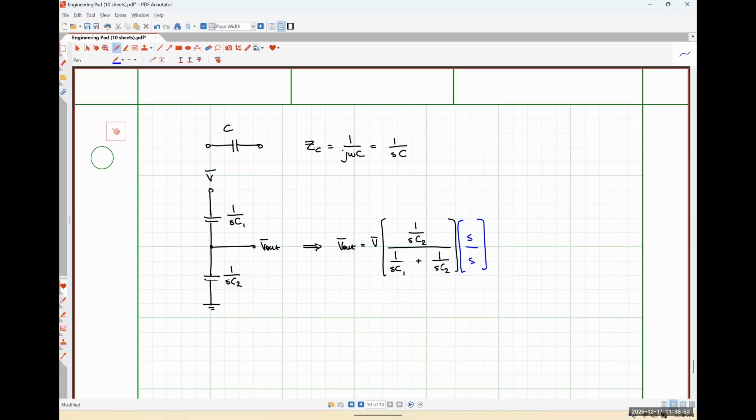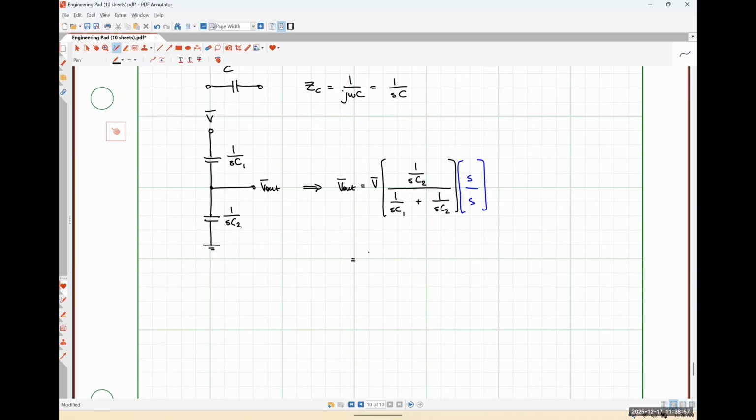Let me take this to another step here. This is going to give me V times 1 over C2 divided by 1 over C1 plus 1 over C2. Close this off. Now I'm going to try to clear some of these fractions. I'm going to work on the bottom first. I'm going to multiply that term of 1 over C1 by C2 over C2.